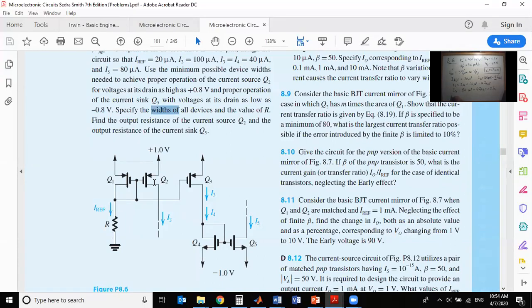So first of all, we need to find W1, W2, and so on up to W5. Okay, so this is the first question. The second one is to find R, the second requirement. The third requirement is to find the output resistance of Q2 and Q5. So like RO? That's correct, RO2 and RO5. So these are the 5 requirements: to find all the widths, to find R, to find RO2 and RO5. Okay?